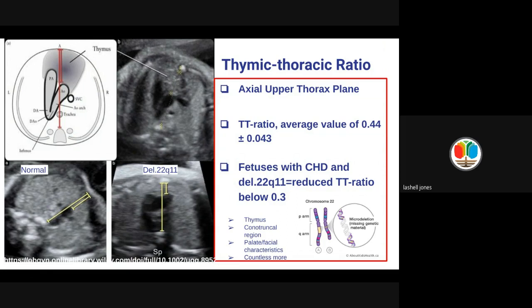So if we notice a thymus gland on the smaller side or absent, especially when it's correlated with a conotruncal defect or a cleft palate, we suspect that there is a microdeletion of chromosome 22. So very important to know.